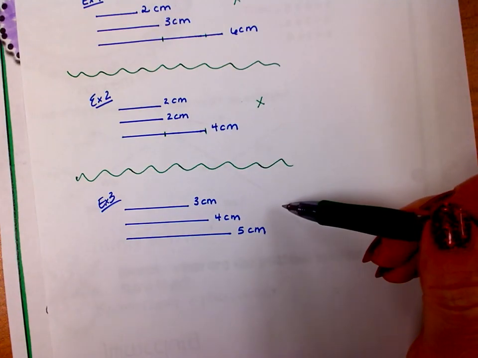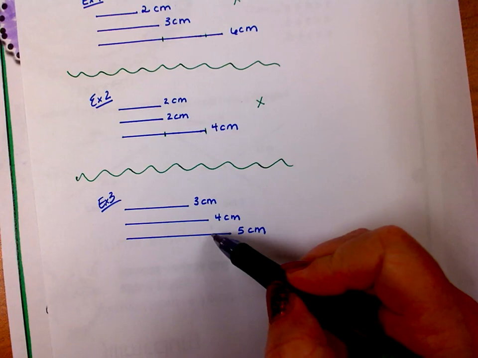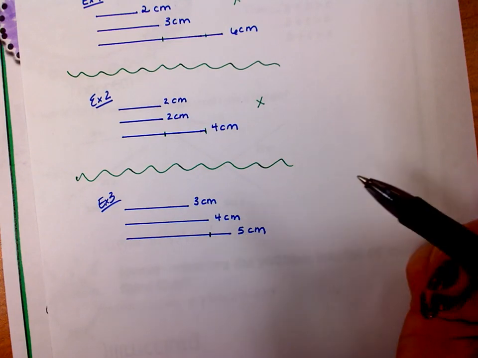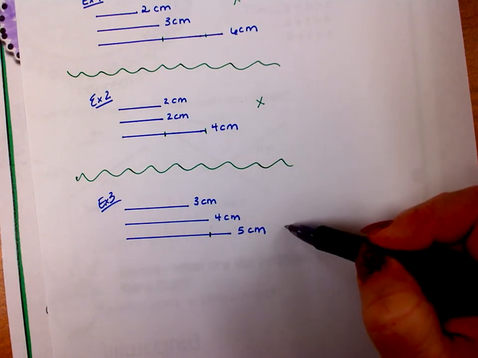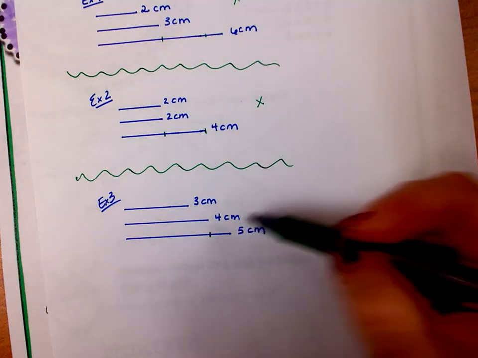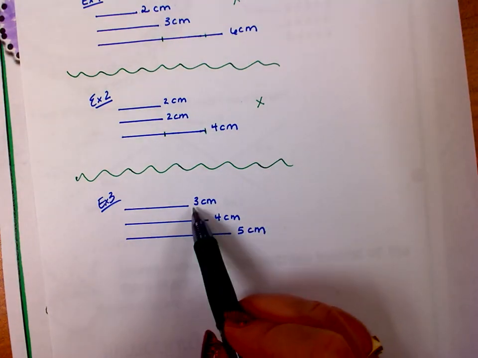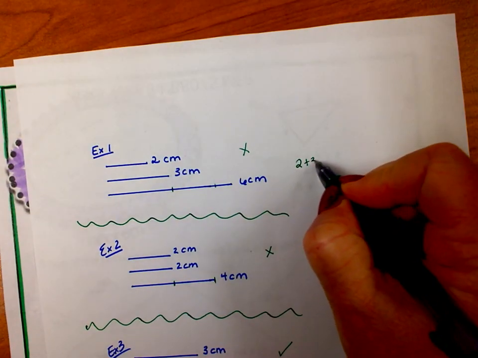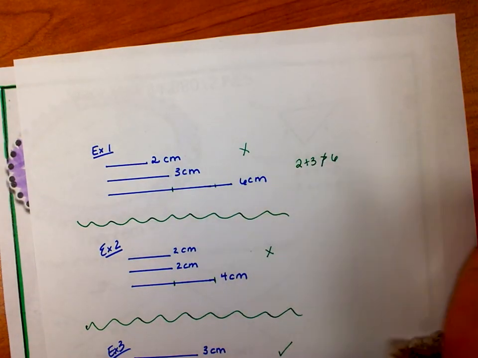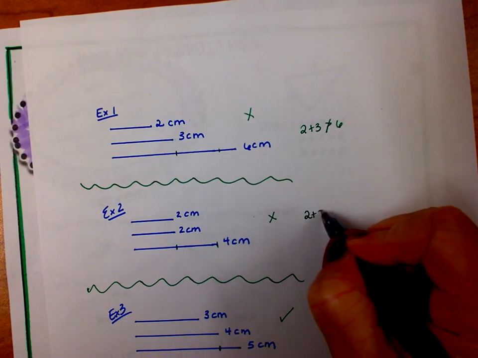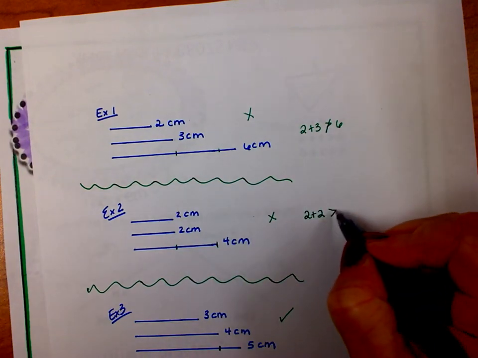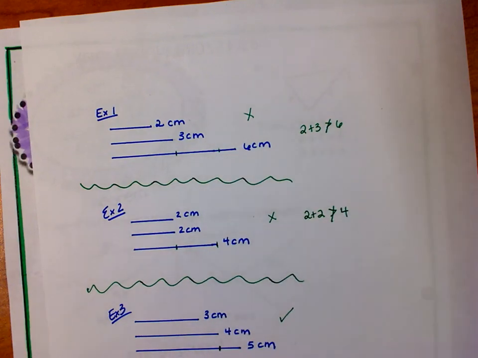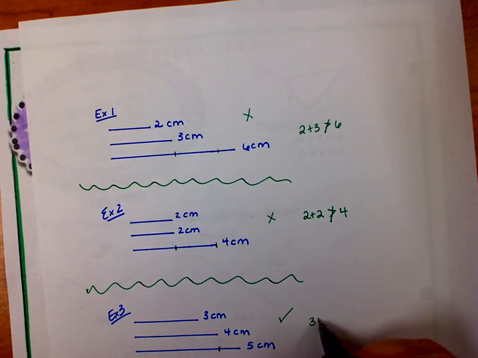On the other hand, in this last example, if we put the 4 centimeters here, and then 3 more centimeters is going to come out here, that gives us some overlapping space, which means that we could make a triangle from this one. So this one is going to work. If we go back and look, 2 plus 3 is not greater than 6. 2 plus 2 is not greater than 4. And 3 plus 4 is greater than 5.